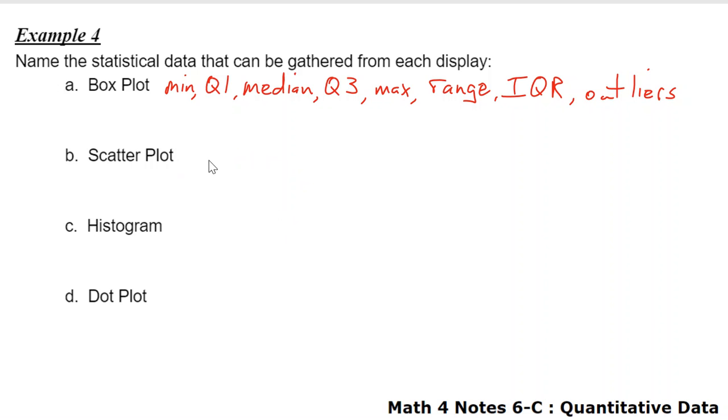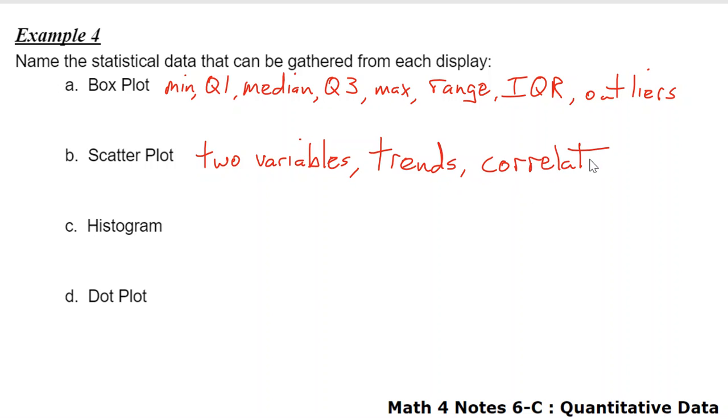Scatter plot is not so much. Scatter plot takes two variables and it will show you things like trends. It will show you things like correlations, whether it has a positive or a negative correlation. Histogram is not very specific.